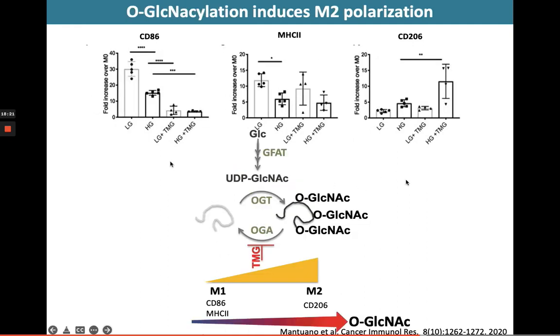And when we inhibit the OGA, so we inhibit the hydrolysis of O-GlcNAc, it increases the glycosylation. What do we see? We see an increase in the CD206 marker and a decrease in the marker for the M1 phenotype. Therefore, we can say that if we increase the O-GlcNAcylation, we increase the M2 phenotype.